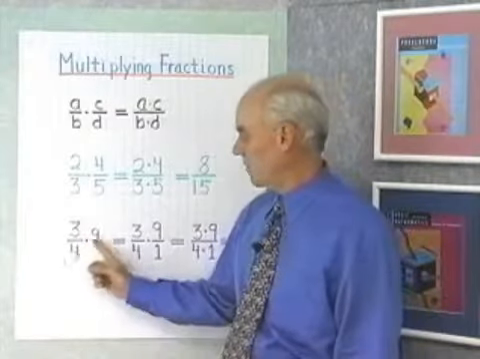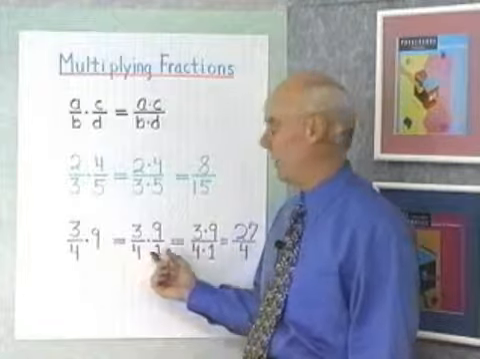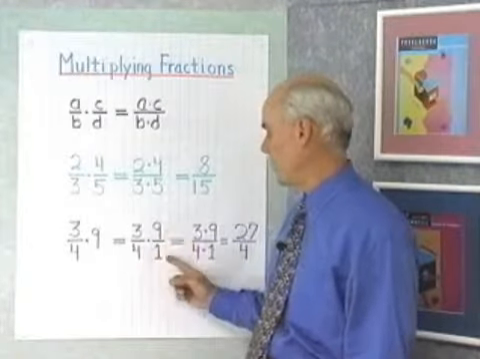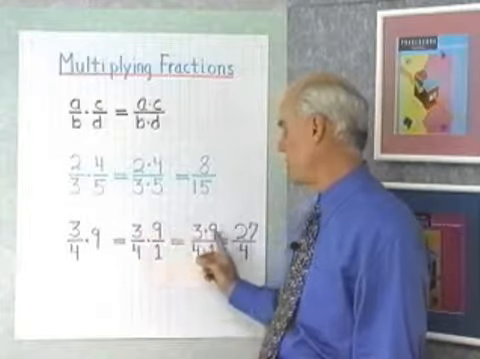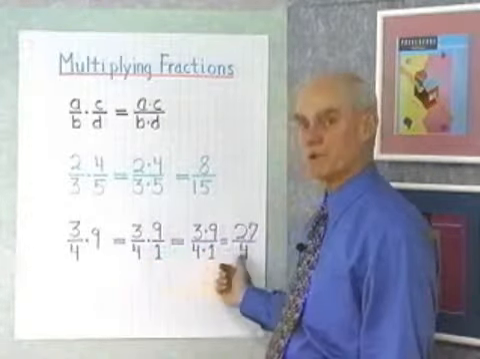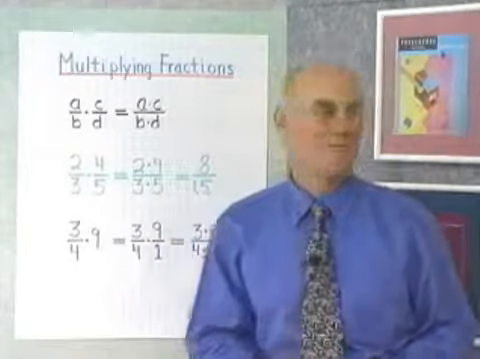Even if I have 3/4 times 9, I can think of the number 9 as the fraction 9 over 1. 9 for the numerator, 1 for the denominator. So 3/4 times 9 over 1, the numerator will be 3 times 9, which is 27, and the denominator will be 4 times 1, which is 4. Let's look at some other examples of multiplication with fractions.